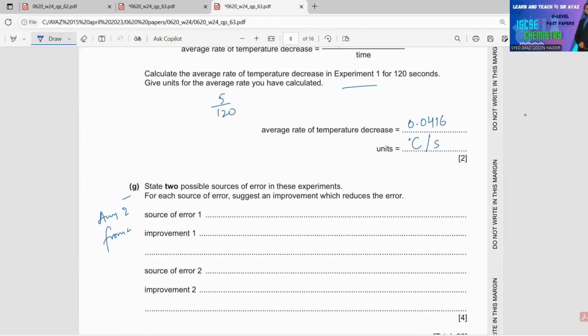So your sources of error can be any of these. If you are having heat gain, how can you improve it? You can improve by using a polystyrene cup or insulate.